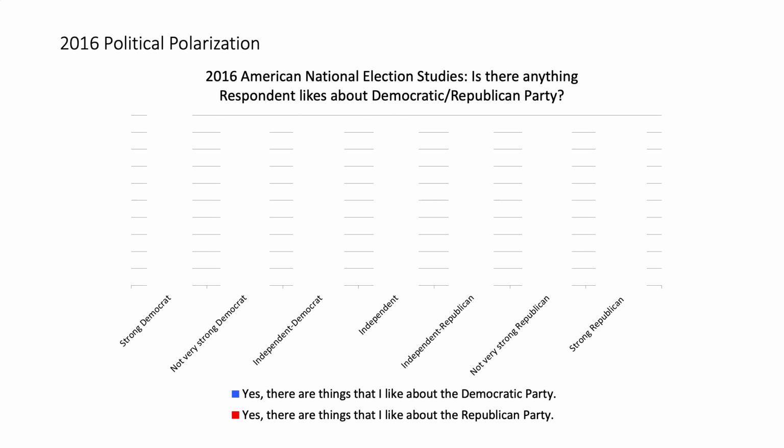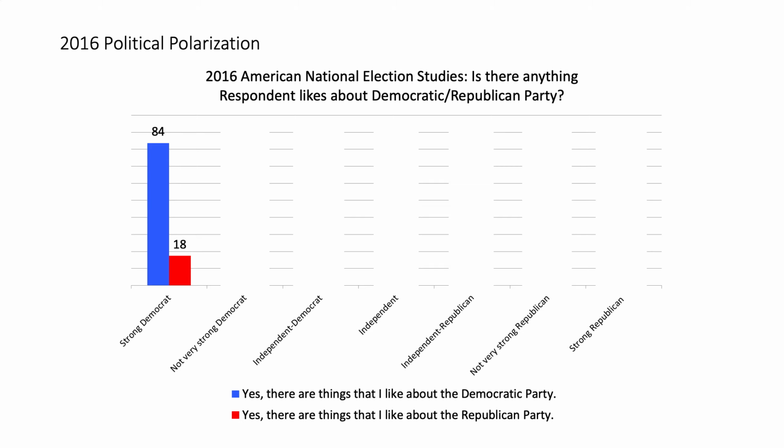Now, another way to think about political polarization that political scientists think about is, again, this idea of negative partisanship. How do we view the opposition party in relationship to how people view their own political party? Within the 2016 ANES survey, there was a question asked: is there anything that you like about the Democratic Party? And is there anything that you like about the Republican Party? And again, breaking it down by party identification and strength of party, you'll see some familiar patterns emerge.